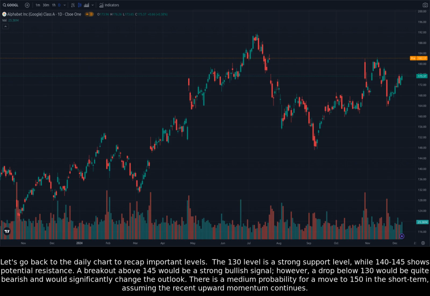Let's go back to the daily chart to recap important levels. The 130 level is a strong support level, while 140 to 145 shows potential resistance. A breakout above 145 would be a strong bullish signal. However, a drop below 130 would be quite bearish and would significantly change the outlook. There is a medium probability for a move to 150 in the short term, assuming the recent upward momentum continues.